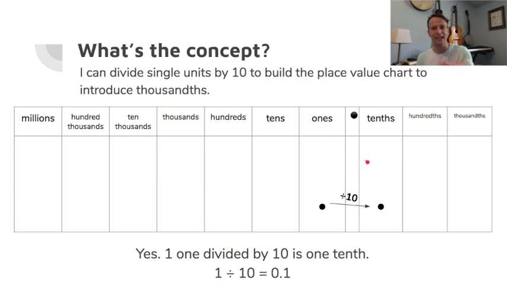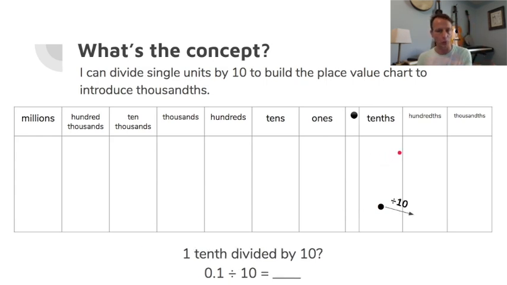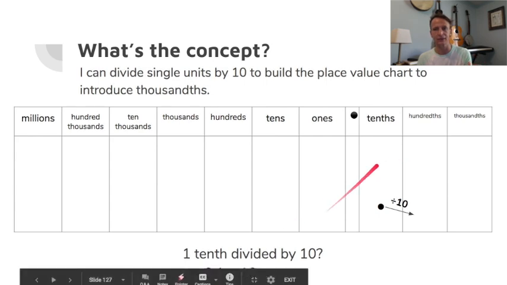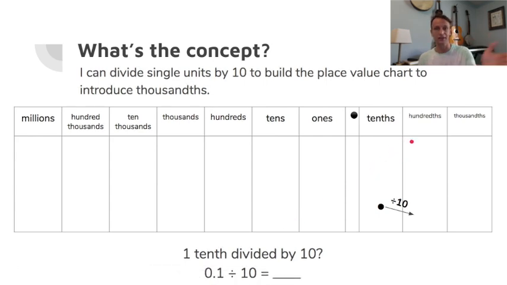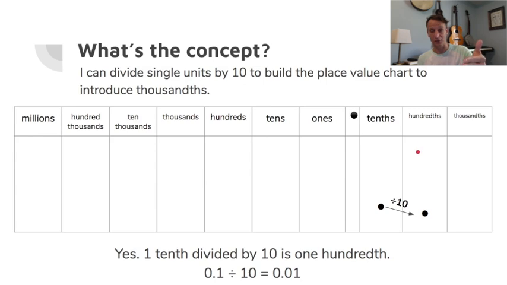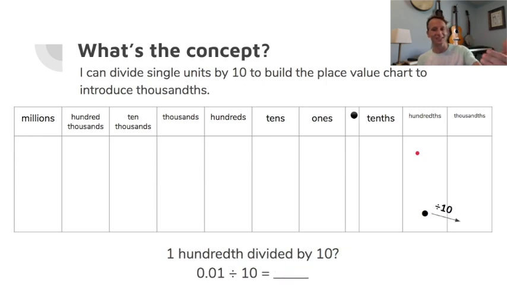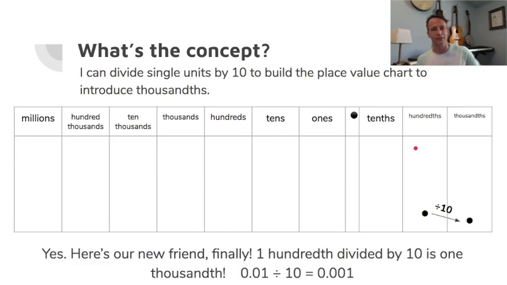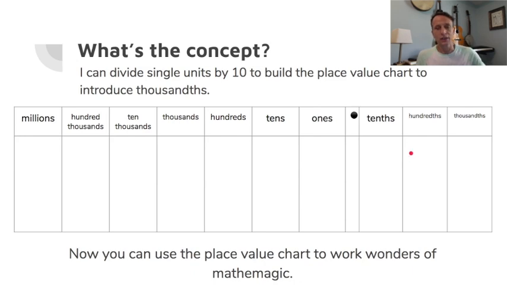All right, how about a tenth divided by 10? 1/10 divided by 10. The 100th. Here we go, we're about to meet our new friend. 100th divided by 10 is 1,000ths. Ha! We made it. Now we can do the magic.